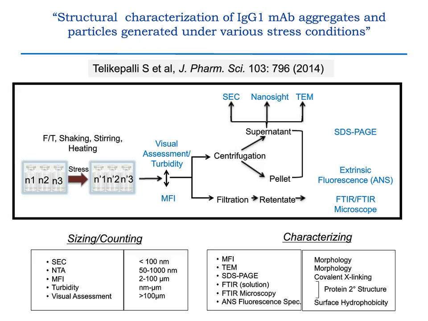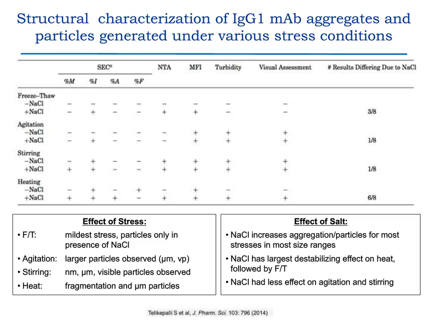The next slide is a summary from the paper about the effect of the four different stresses on the amount of particles and the size of particles that are forming. So just to walk through this, on the top of the table is a list of the different analytical methods to measure aggregates and particles of different size: size exclusion chromatography, SEC, to look at smaller aggregates, NTA, NanoSight technology, to look at submicron sized particles, MFI, to look at subvisible particles, and solution turbidity and visual assessments to give an overall assessment of the clarity of the solution.